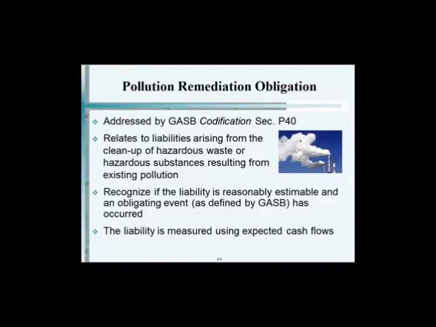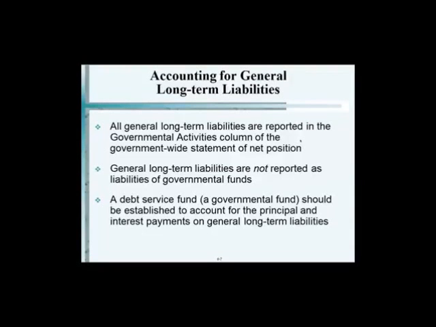And the liability is measured using expected cash flow. But again, not to get too much into it, but it's kind of interesting. Again, these are some basic principles. They're always reported on the government-wide statement of net position, not in the general fund balance sheet. And then we'll talk about debt service in a moment. Now some calculations.